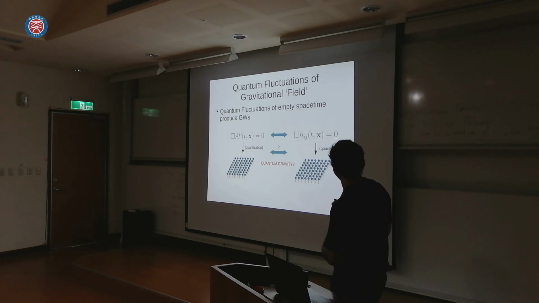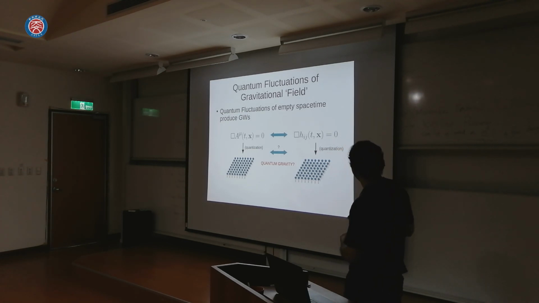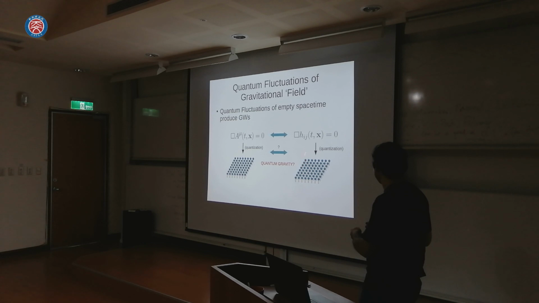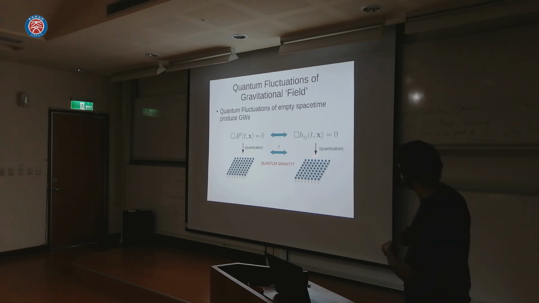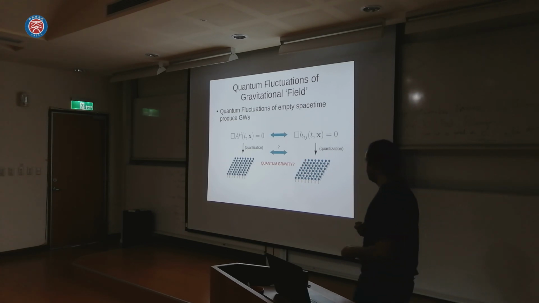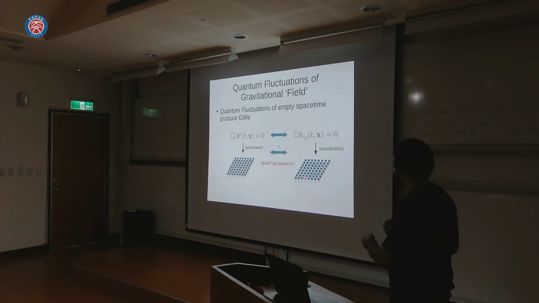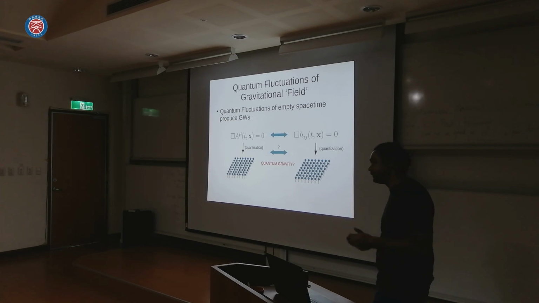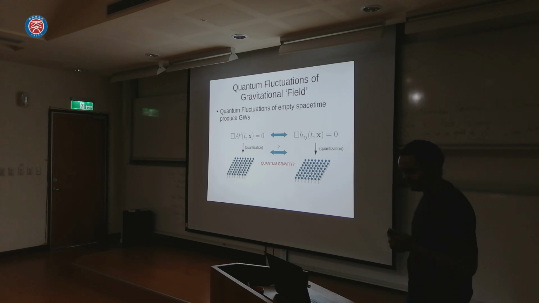So what if we do the same procedure here? We can also expand this equation in Fourier components, and then we can call this a sum of harmonic oscillators and try and quantize each of these harmonic oscillators. So if gravity is quantized, we should be able to see such a description, and these fluctuations of the gravitational field should propagate towards us as gravitational waves.